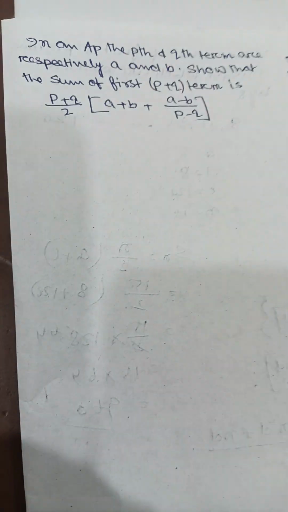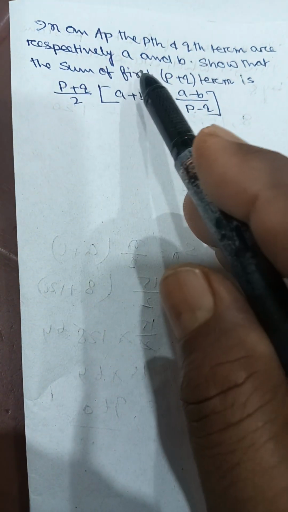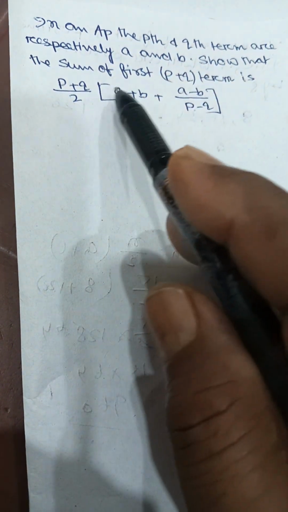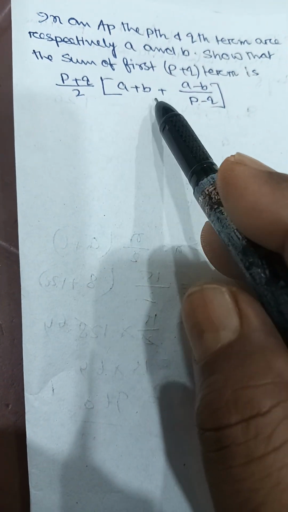A very important question from arithmetic progression for class 10. The question is: in an AP, the pth and qth terms are respectively a and b. Show that the sum of the first p plus q terms is (p plus q) by 2 into (a plus b) plus (a minus b) by (p minus q). So you see, step by step I am doing it here.